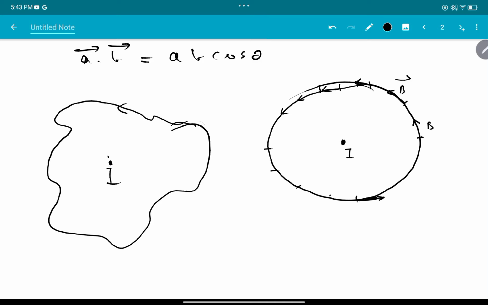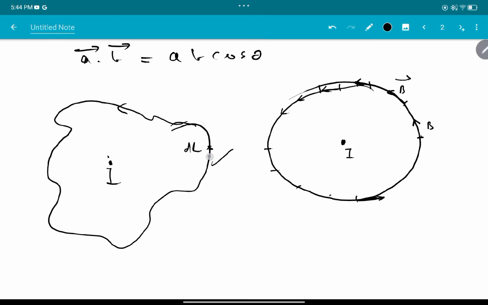Now, how will we determine whether the magnetic field is going along with this loop? So we will do this thing. Take any point on the loop, and divide this loop into small elements of length dl. Small elements of length like dl, all along the loop.